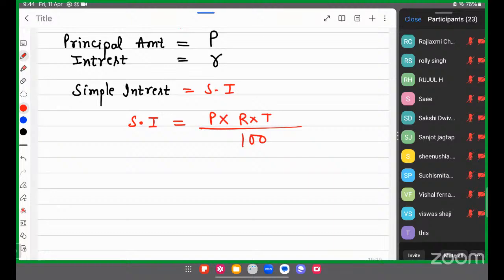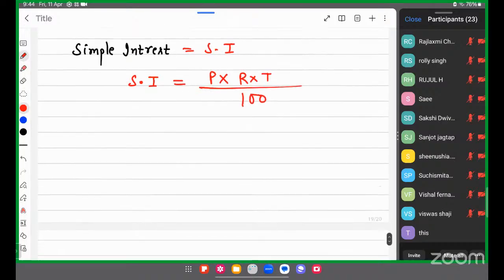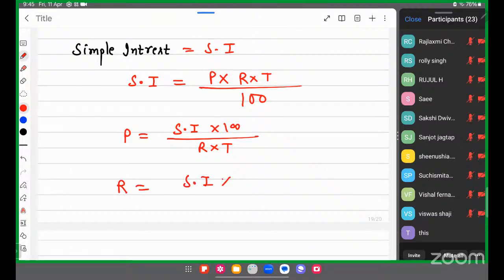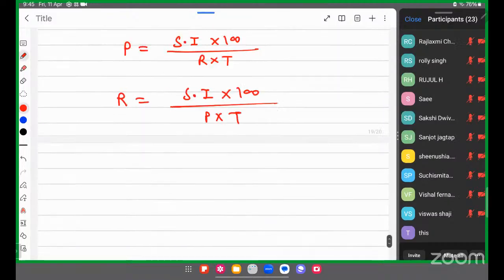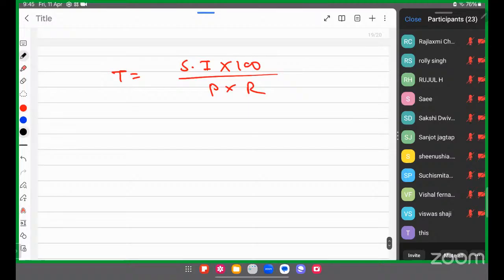Okay. This single formula can be arranged in different formats. Like if you want principal amount P, you can write it as simple interest into 100 divided by R into T. Similarly, R can be given by simple interest into 100 divided by P into T. And if you are interested in time period, this will be simple interest into 100 divided by P into R. Understood? So this is the concept for simple interest. Questions will be straightforward, information will be given, you just have to apply the formula.